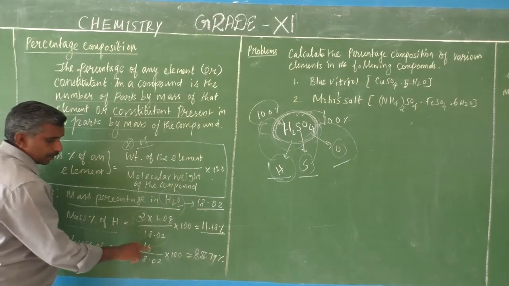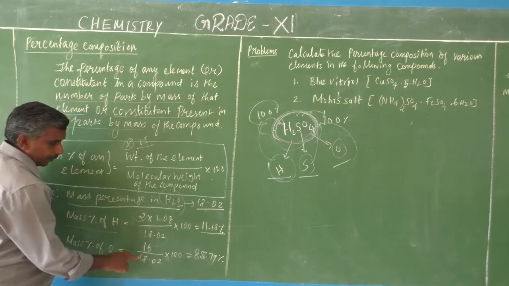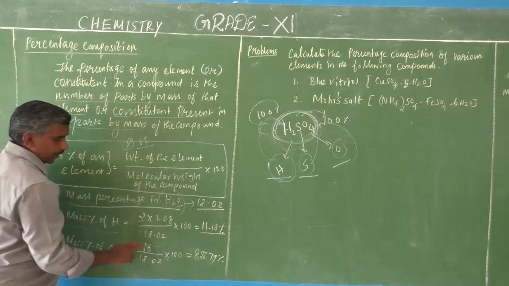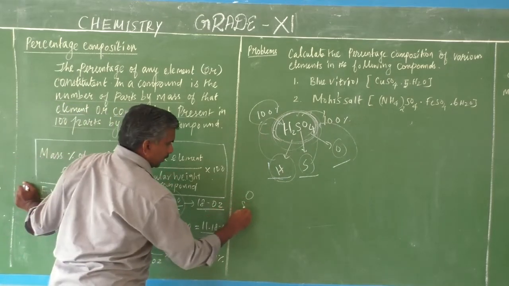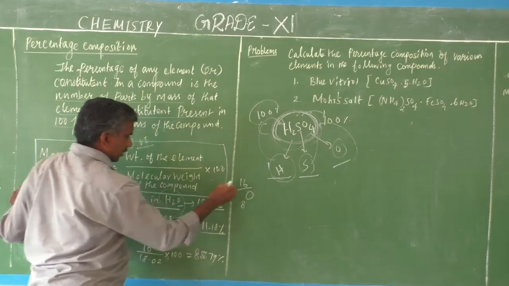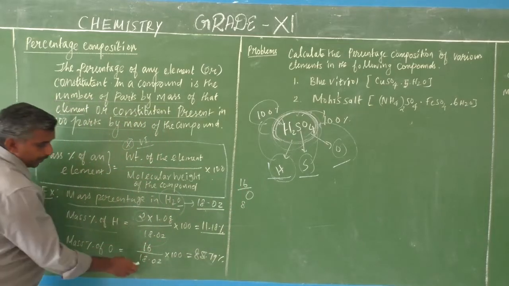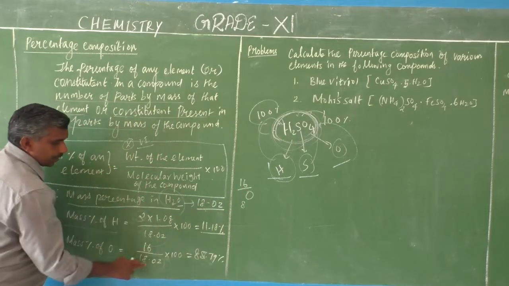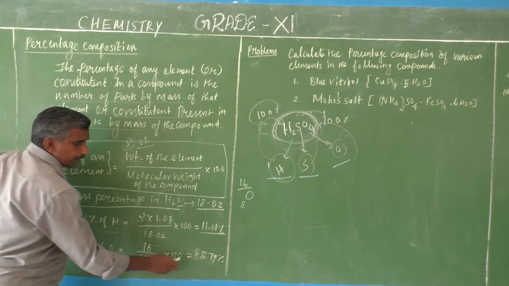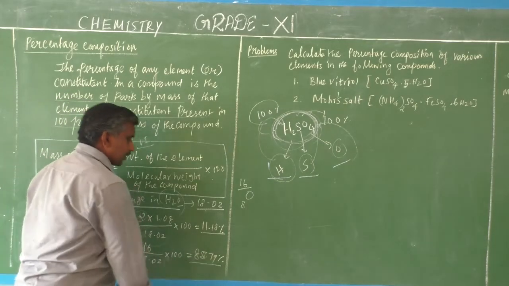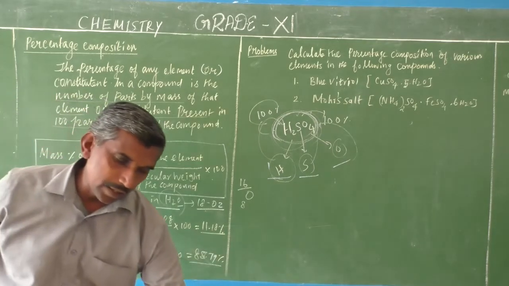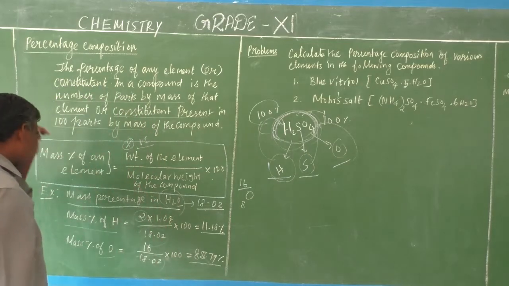So the mass of one oxygen is 16, the weight of the element oxygen, divided by the molecular weight of the compound, 18.02, into 100. What is the percentage? 88.79%. This is the mass percentage of oxygen.